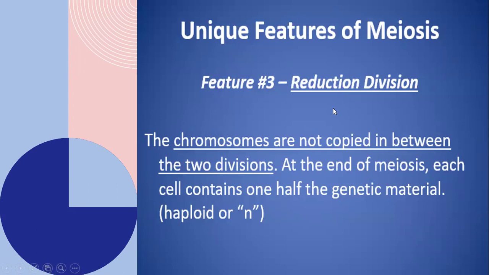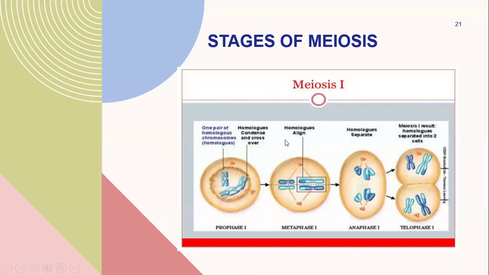Another unique feature about meiosis is that it's a reduction division. So like I mentioned, with meiosis, we are reducing the number of chromosomes that are going to be present in the daughter cells. So our somatic cells have got 46, but the daughter cells formed after meiosis are each going to have 23 chromosomes. So remember that this type of cell division is of importance when it comes to forming sex cells that we need for sexual reproduction. So we look at the stages of meiosis.